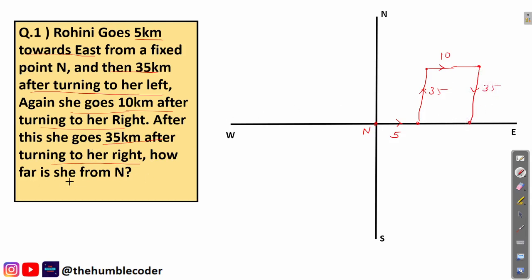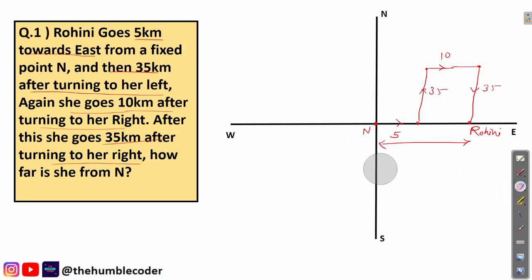Okay, so how far is she from N? Currently Rohini is at this point. Now how far is she from the starting point? Basically we have to find out this value. This value will be 5 plus 10, that is 15 kilometers. So Rohini is currently 15 kilometers from the starting point, or you can say from point N. In this way you have to solve these questions.